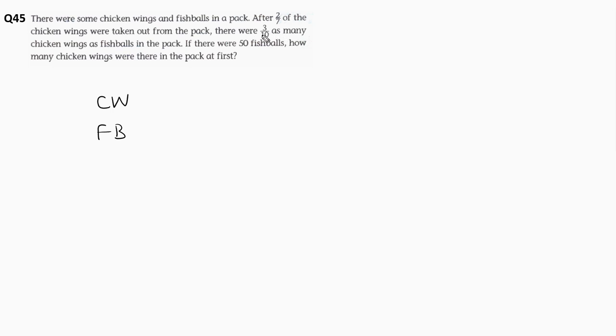So what are we dividing into tenths? Well, the chicken wings are being compared to the fish balls. So this 3/10 means the fish balls are what has been divided into tenths. So I am going to draw, so that's 1, 2, 3, 4, 5, 6, 7, 8, 9, 10.